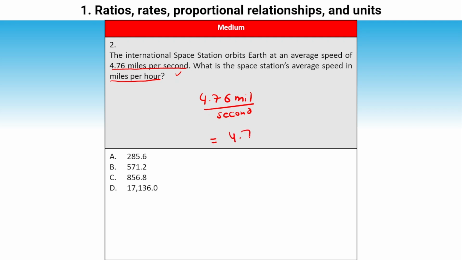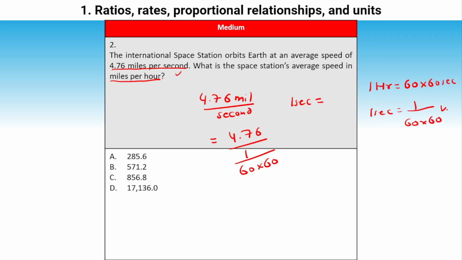That means we know 1 second is 1 by 60 minute, and then into 60, right? We have to convert 1 second into hour. So how can we approach this? Let me show you. 1 hour equals 60 minute, and each minute equals 60 second. So 1 second will be equal to 1 by 60 into 60 hour. So this is how we do it.